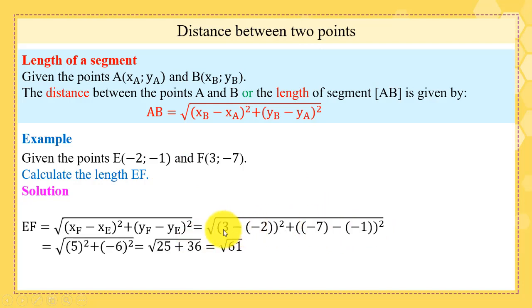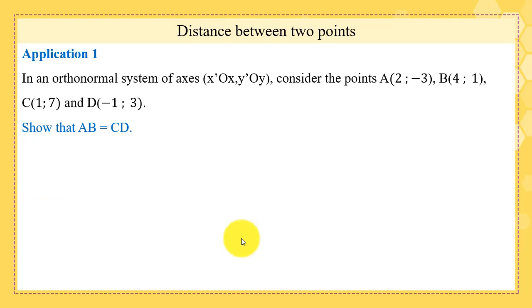3 minus -2, which is 3 plus 2, equal to 5. -7 minus 1 is equal to -6. So it is equal to radical of 25 plus 36, which is equal to radical 61. So the length EF is equal to radical 61.